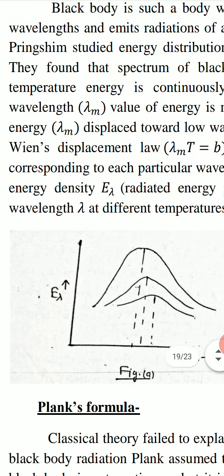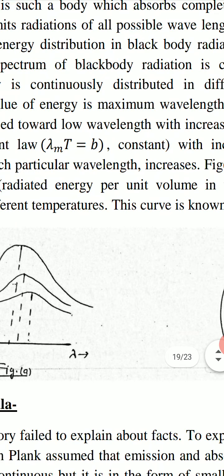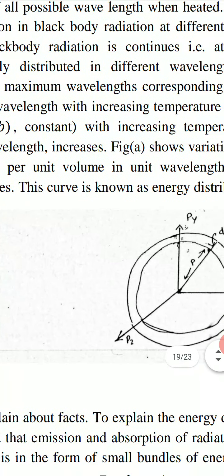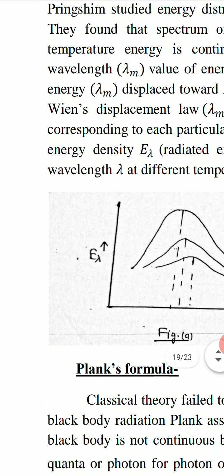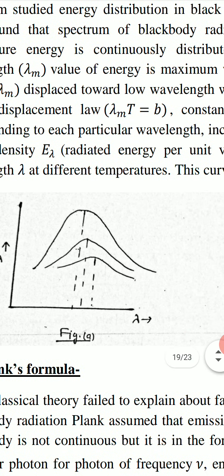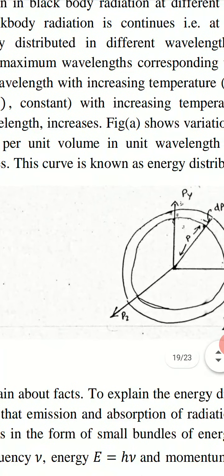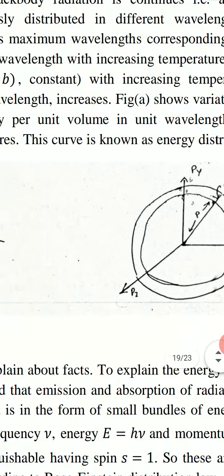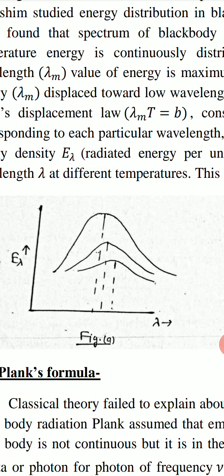At some wavelength lambda m, the value of energy is maximum. The wavelength corresponding to maximum energy, which we write as lambda m, is displaced towards low wavelength with increasing temperature according to Wien's displacement law, that is lambda m T equal to b, a constant.